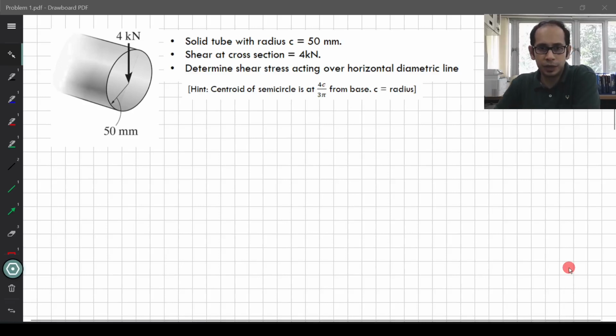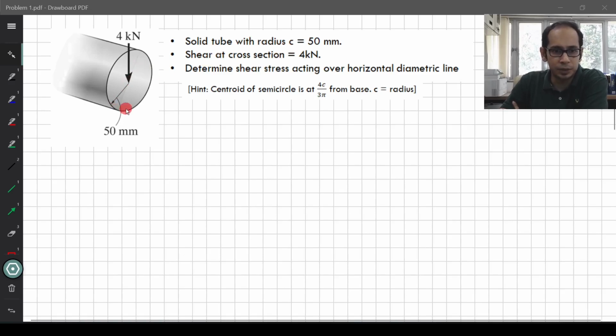So this is the first example problem that we are looking at, a simple problem. This is just to get the ball rolling on how you punch in the numbers and how you get the things. Here in this example problem, you have essentially a circular cross section, a solid tube. So it's completely solid, and you're given the radius c equals 50 mm.